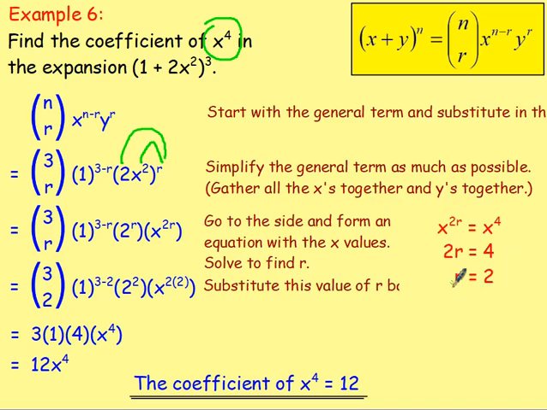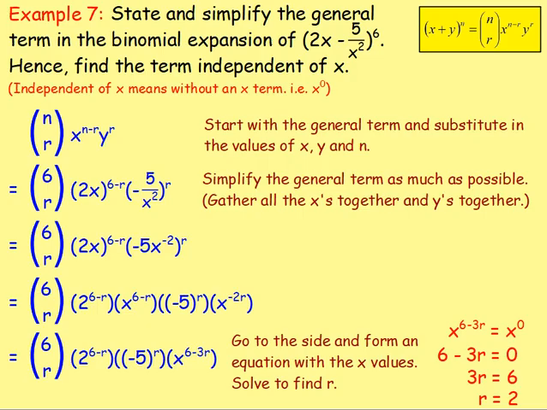Solve that to find the value of r, and once you know the value of r, you can sub that back in over here. You can then work that out. It gives you 12x to the power of 4, so you can easily read off what the coefficient will be. Just be careful. Sometimes it may ask you to state and simplify the general term, and it will also ask you to find the term independent of x. If it wants the term independent of x, it means find the term without an x.